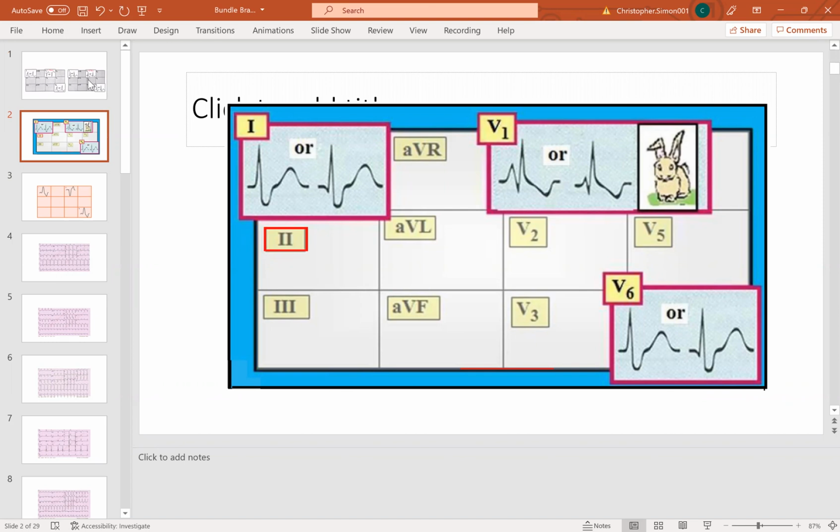All right, so what do we got here? Pretty much what we were talking about. This comes back to our criteria. If we look at V1, what do we got? A wide QRS and a positive deflection. We've got an R wave in lead one with slurred S waves in lead one. Then we've got a QRS with slurred S waves in V6. So this is just highlighting more of the criteria for a right bundle branch block. As you can see, we've got some bunny ears right there.